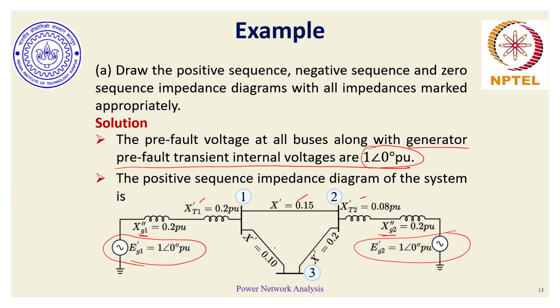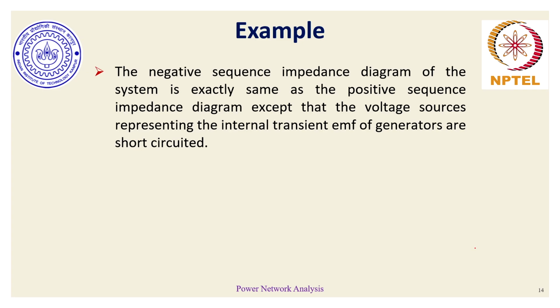And also I'll have the line reactances as given in the data sheet. The negative sequence impedance diagram will be exactly the same as the positive sequence impedance diagram. The only difference is that in the negative sequence impedance diagram, these sources won't be present, which is essentially what is marked over here. The generators' transient EMFs would be short circuited, they won't be present at all.